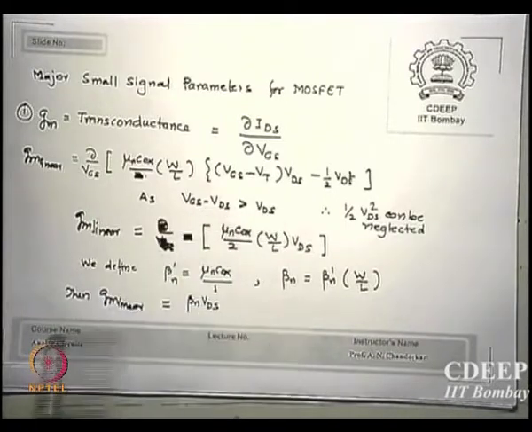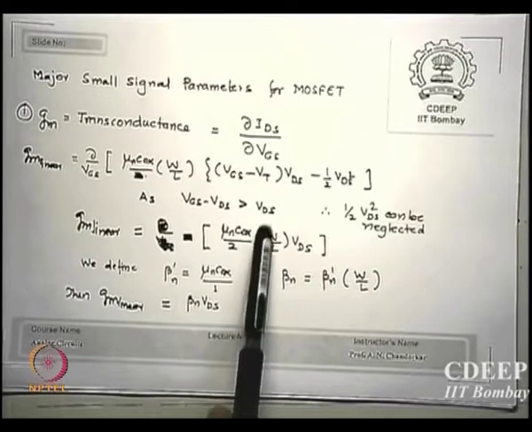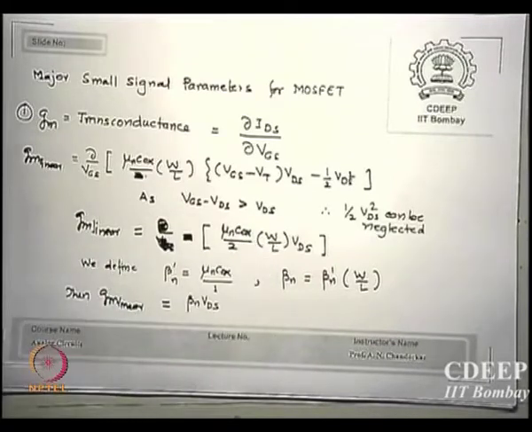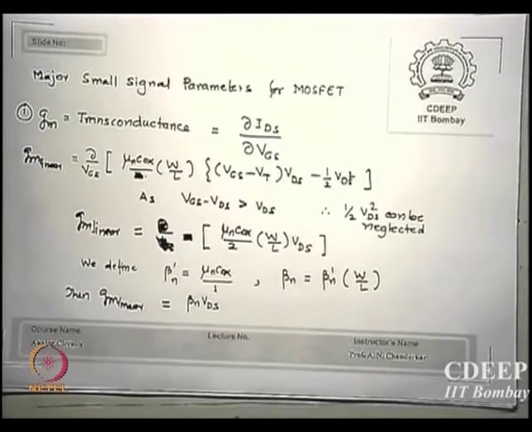Using this condition I can evaluate GM linear as mu Cox W by L into VDS, okay. But that, as I say, is like a resistance. Do you get the point? It is like a resistance. Linear means the IDS VDS characteristic is proportional, it is a resistance. So this is essentially evaluation of a resistance. However, we are not very interested in it, and it is also short formed as beta.